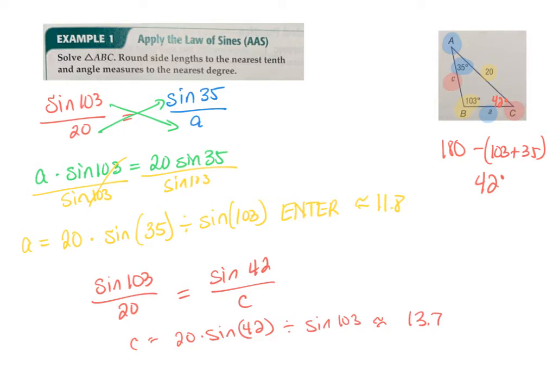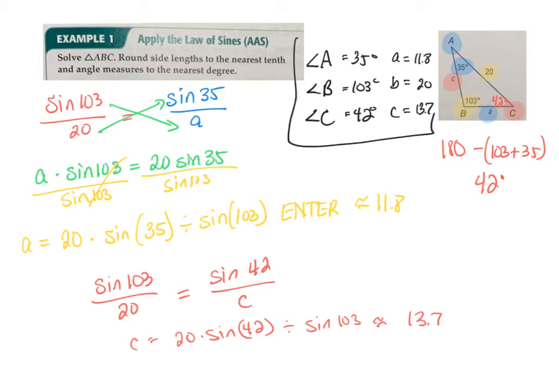Now here's what your answer should look like when you solve a triangle. You should have the measure of angle A, angle B, and angle C: 35, 103, and 42. And then you should have side A, side B, and side C: 11.8, 20, and 13.7. If you're solving a triangle, I need all 3 angles and all 3 sides.